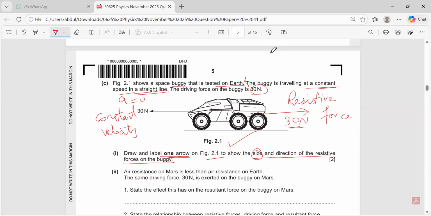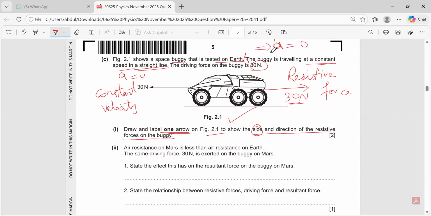So when acceleration is 0, it means the resultant force on the buggy should also be 0, so that acceleration is equal to 0. And acceleration 0 means velocity is constant. Be very careful. Air resistance on the Mars is less than the air resistance on Earth. The same driving force, 30 Newton, is exerted on the buggy on the Mars. State the effect of this on the resultant force on the buggy on the Mars.